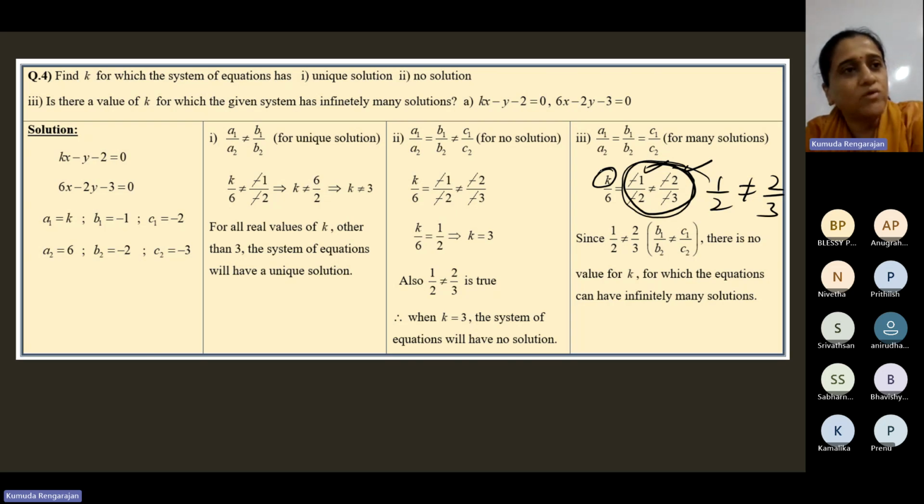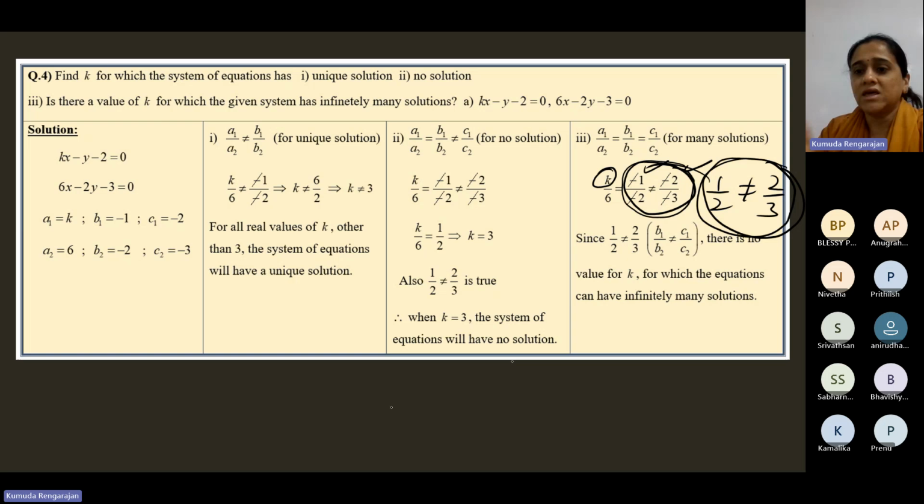So there is no value for K for which the system of equations can have many solutions, because the value of K will not change this situation. There is no K here. The value of K will not change this situation.